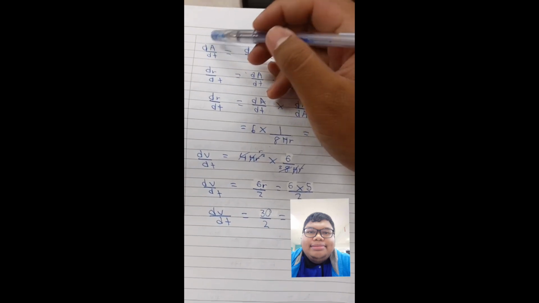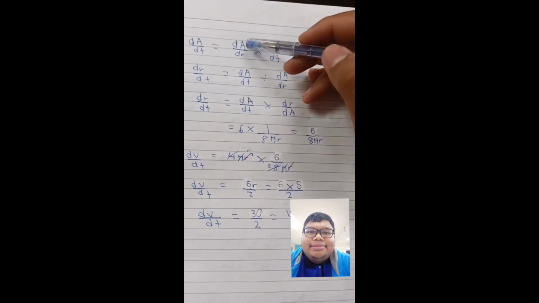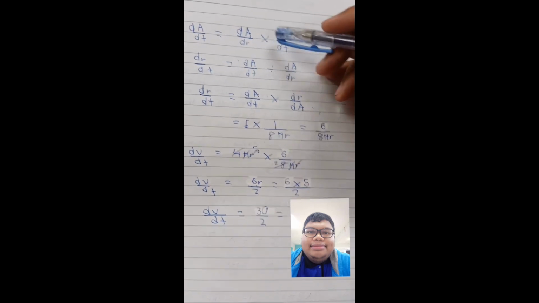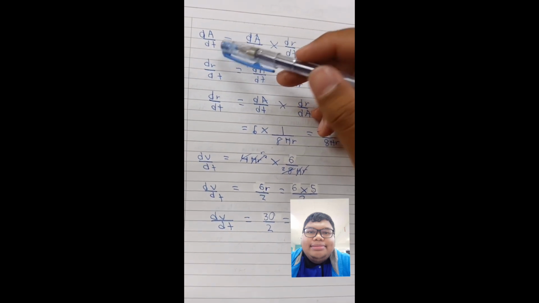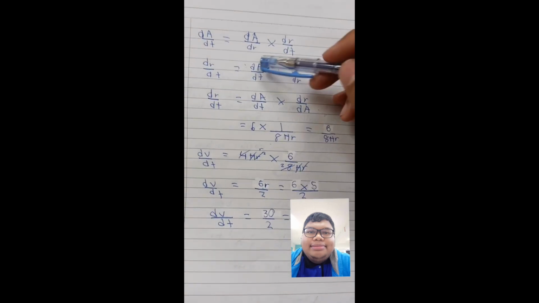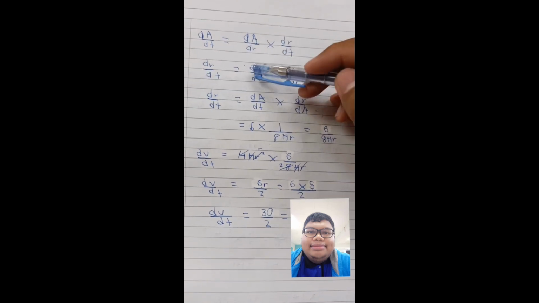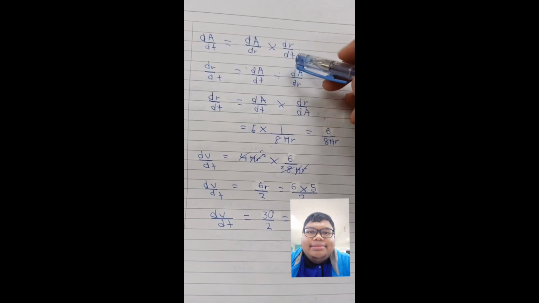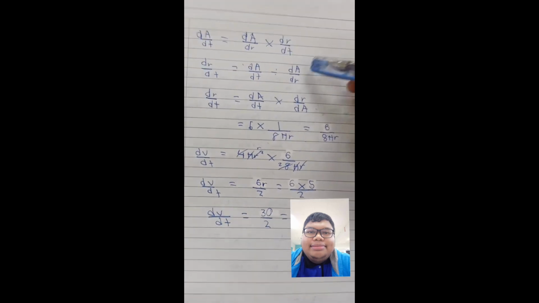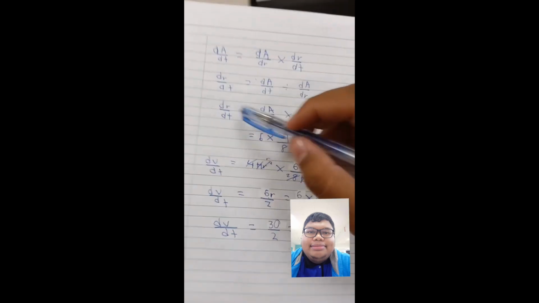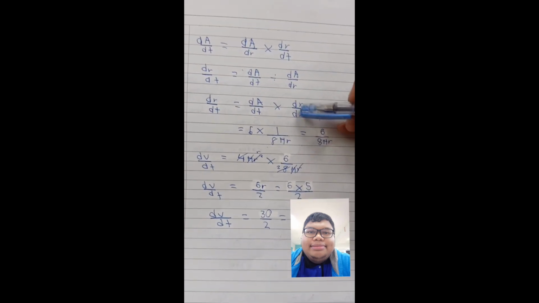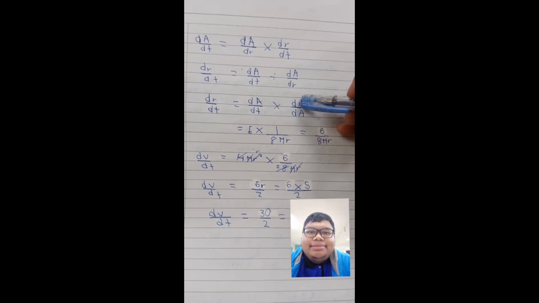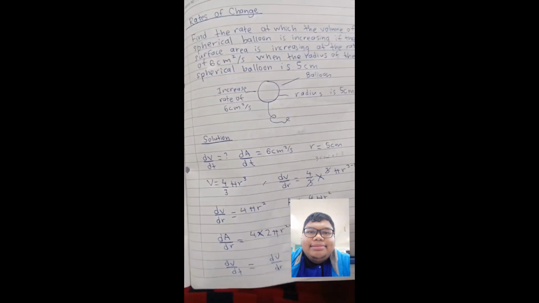And that is dA over dt equal dA over dr times dr over dt. So dr over dt equal dA over dt divided by dA over dr. So dr over dt equal dA over dt times dr over dA. And all we do is the chain rule.